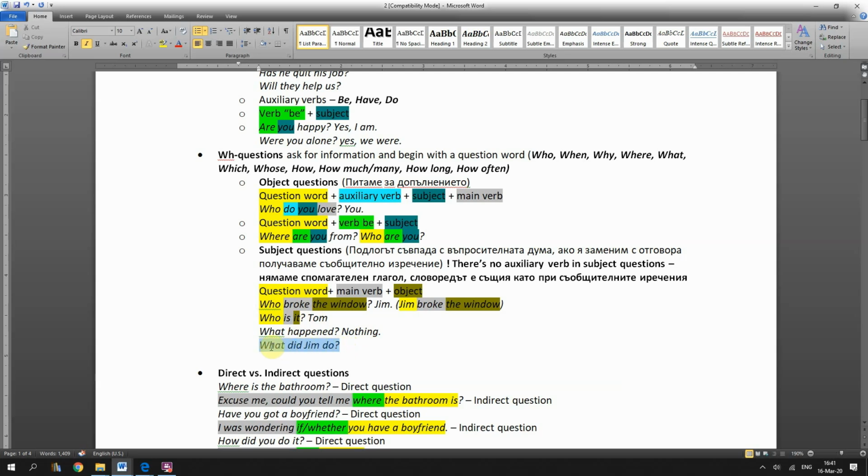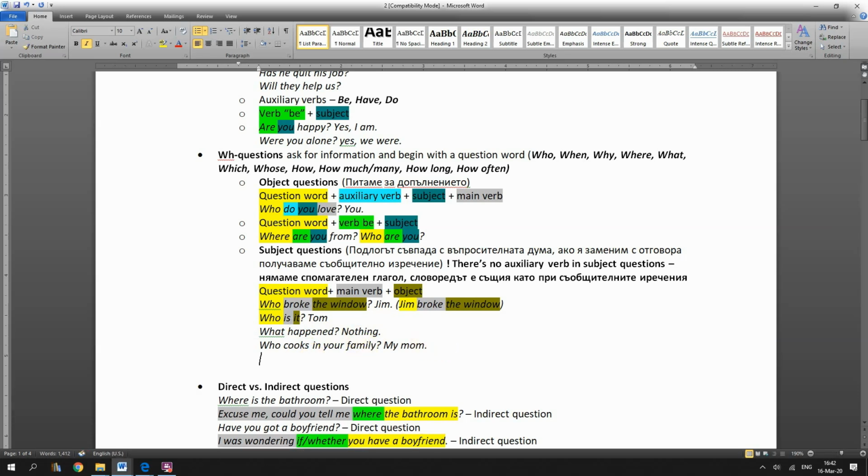The same thing will be true for present simple. Let's say I want to ask, кой готви в твоето семейство? Who cooks in your family? My mom. Notice that I have the S here. Because again, I don't have a question like this one. This is an object question.